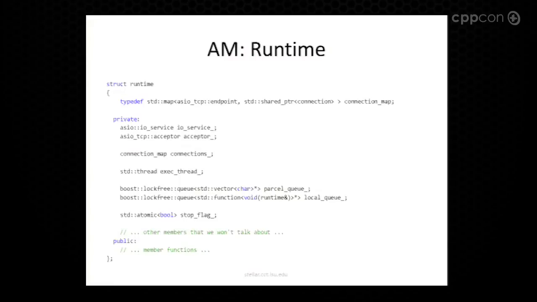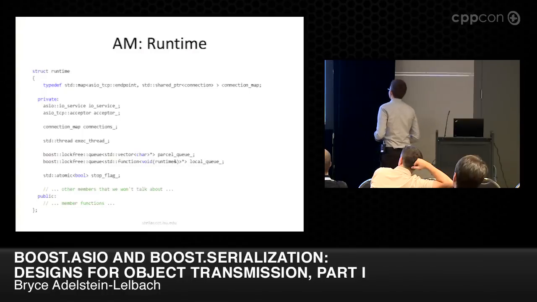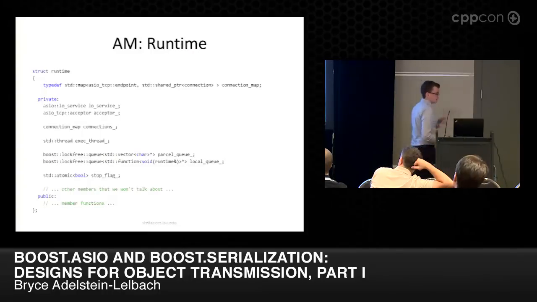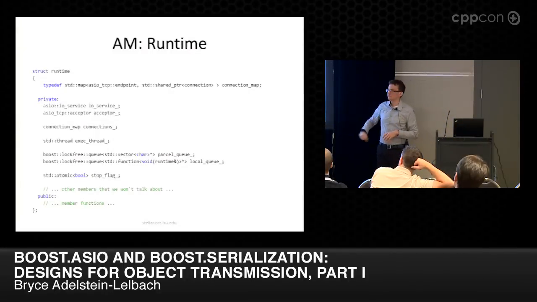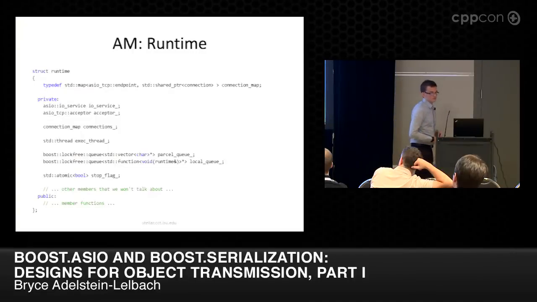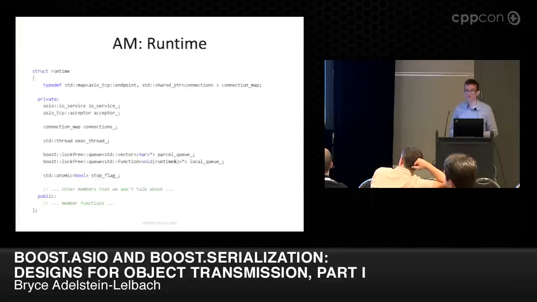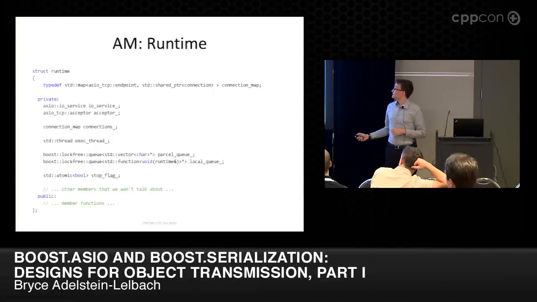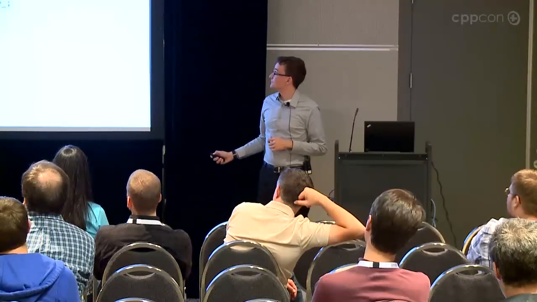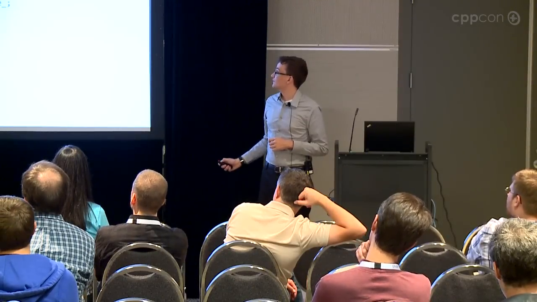So here's what the runtime looks like. We've got a map of shared pointers to connections for each different endpoint. Now, the last time I gave this talk, there was a discussion about having multiple connections here. But for now, we're just going to assume we've got one connection for each node, so we're not doing multiple reads at the same time. We've got this I/O service, again we've got our acceptor, and we've got that connections map.